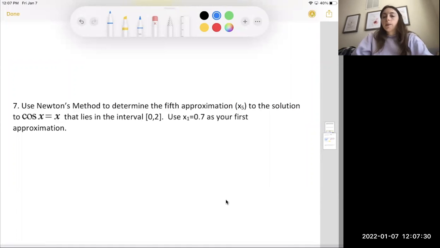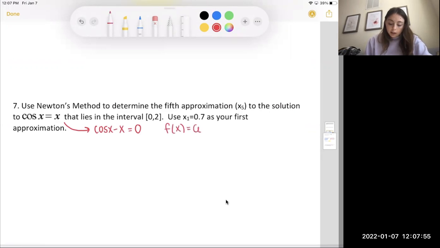So what I always think about is Newton's method, the whole point of it is to approximate zeros. So I need to make this equation, cosine of x equals x, something set equal to 0. So I can just subtract x on both sides. And that gives me cosine x minus x equals 0. So now I can actually approximate the 0 based on the function f of x equals cosine of x minus x. So I'm trying to find the 0 of this function.